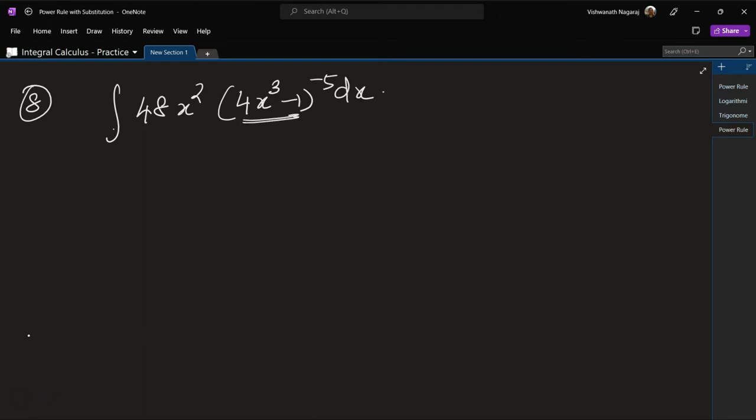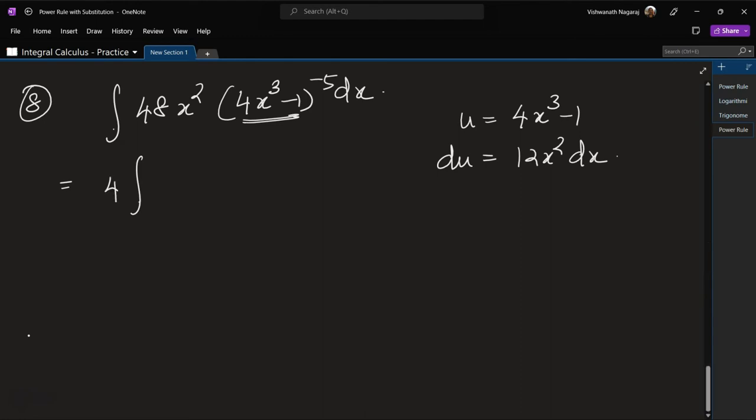Again, let's take this as u. So u is equal to 4x cube minus 1. du becomes 12x square dx. Okay. Now we need 12x square here. So 12 fours are 48, so 4 we take it out. We are left with 12x square. So we can substitute du.